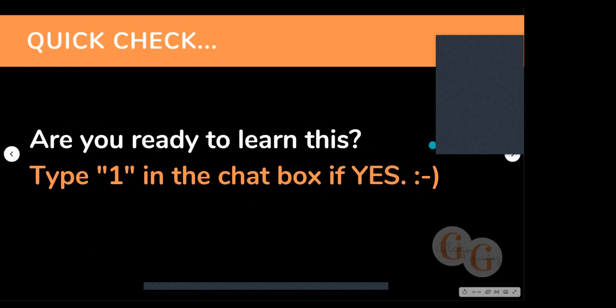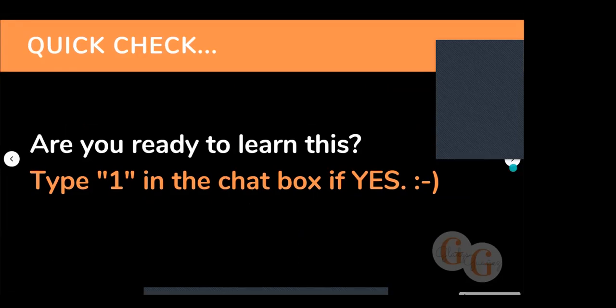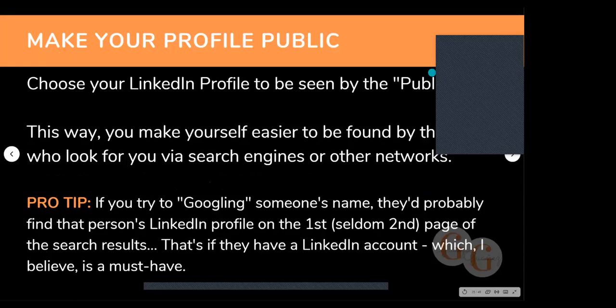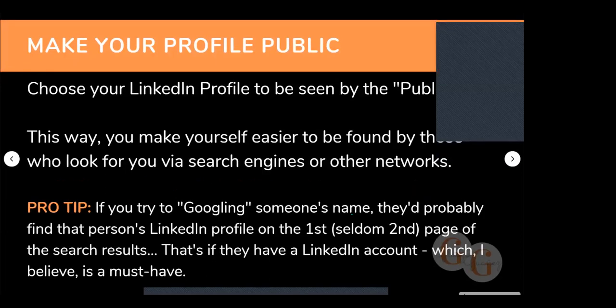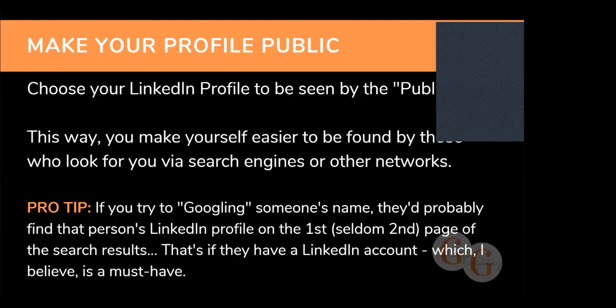So let's start with the main lesson. The first step is to make your profile public. It makes sense because if you want some publicity, you have to be out in the public, right? So you have to choose your LinkedIn profile to be seen by the public. This way you make yourself easier to be found by those who look for you via search engines or other networks. And by the way, those people who would look for you on search engines are probably the people that you are trying to get the attention of.